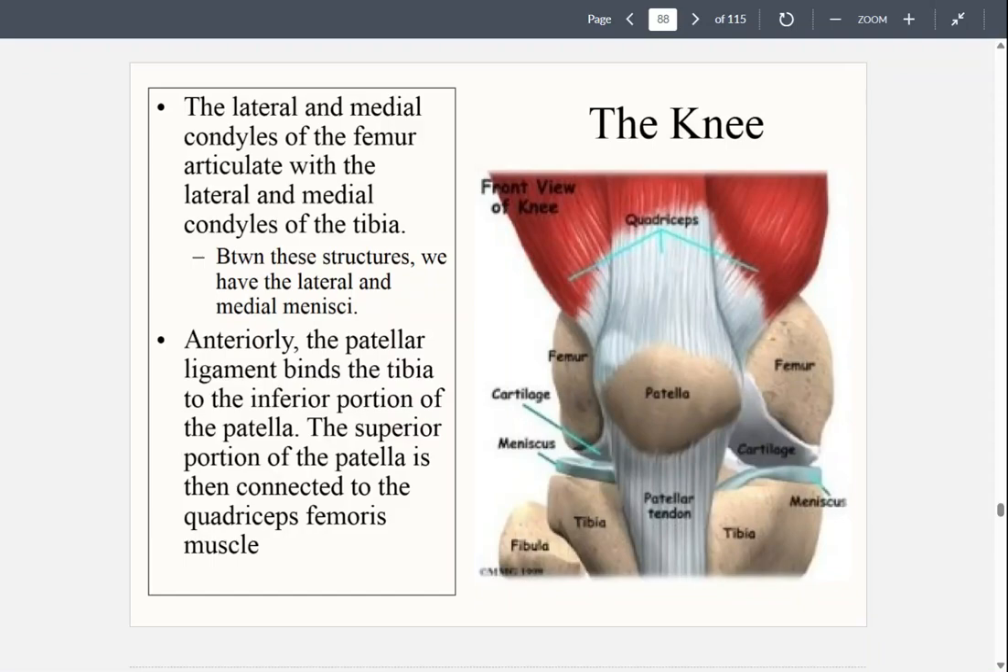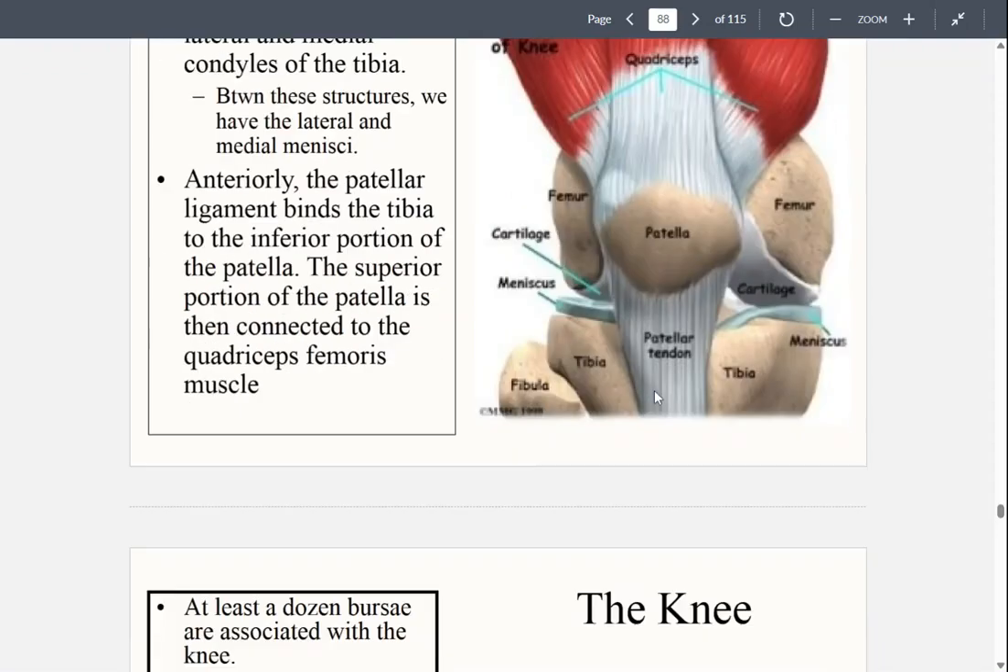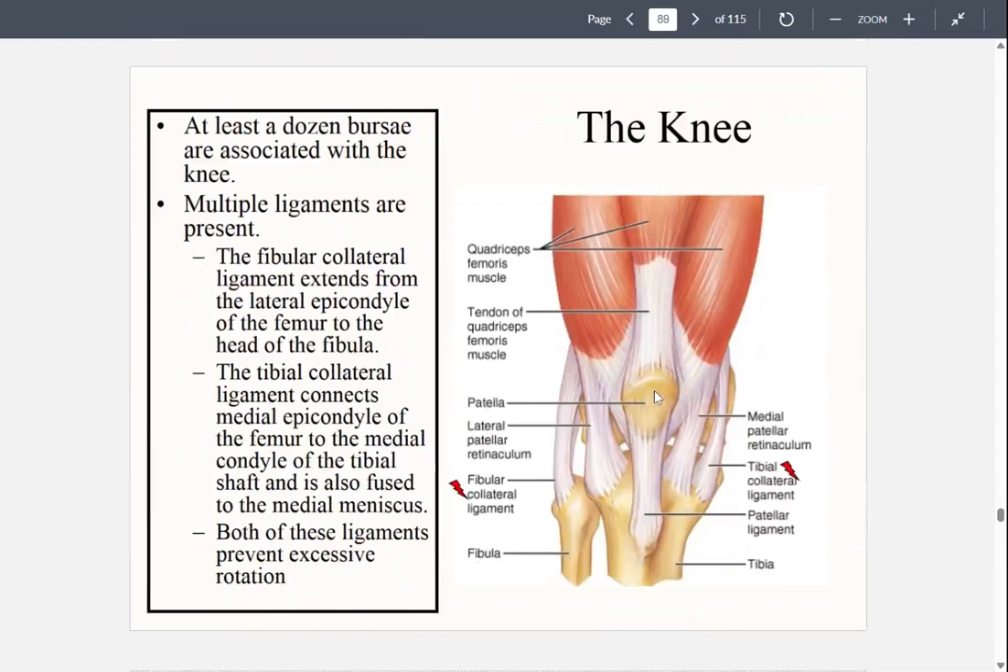We are going to have a bunch of ligaments that are going to be shown here. So here we can see the fibular collateral ligament connecting the fibula to the tibia. Here we can see the tibial collateral ligament connecting the femur to the tibia. We can also see some additional ligaments that are helping to anchor the quadriceps muscle to the tibia.